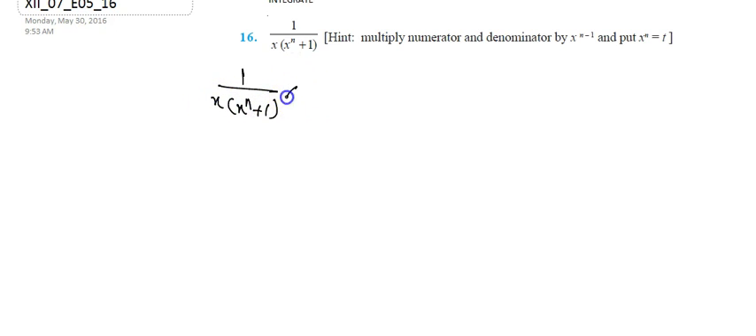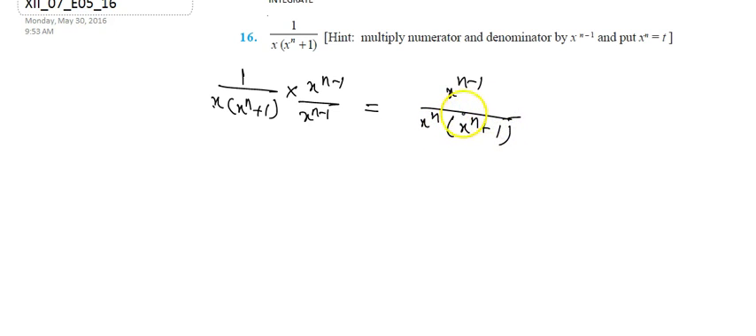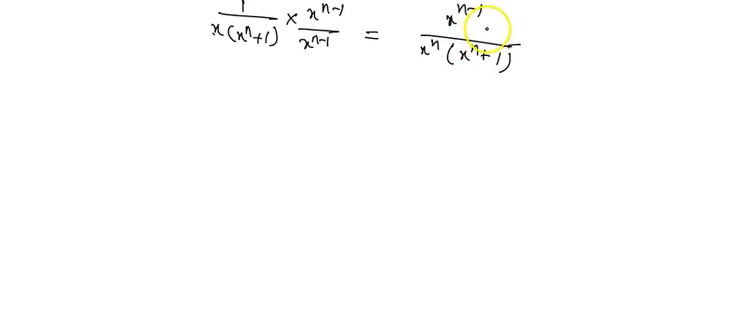If I somehow multiply x power n minus 1 on both numerator and denominator, I'll get x power n minus 1 by x multiplied by x power n minus 1, which will be x power n plus 1. So we can see that the derivative of x power n contains x power n minus 1. So here I can use the substitution method to simplify the integration.